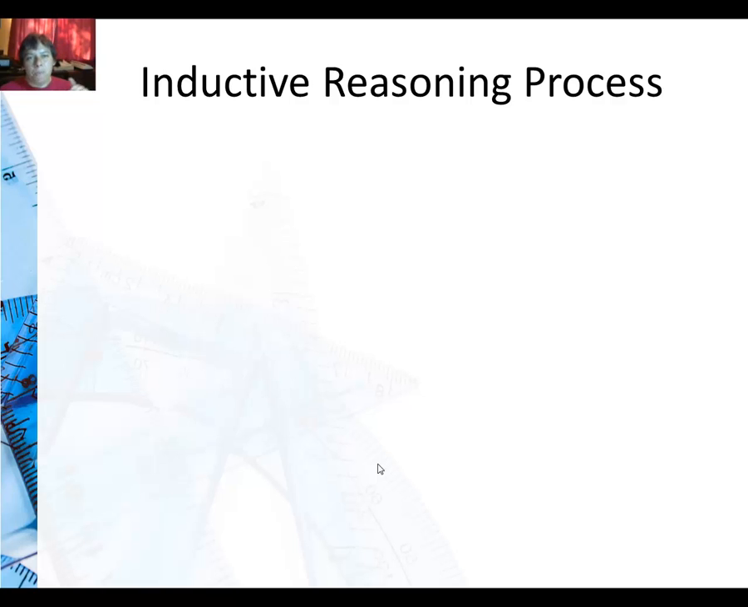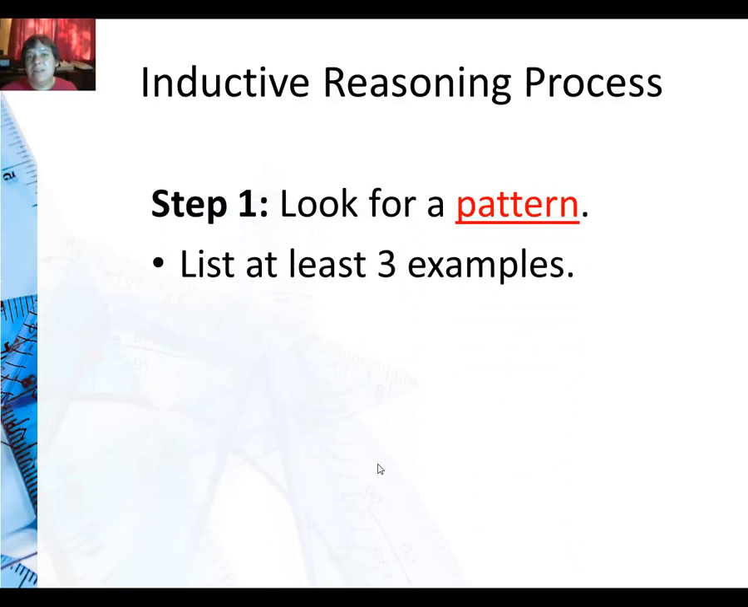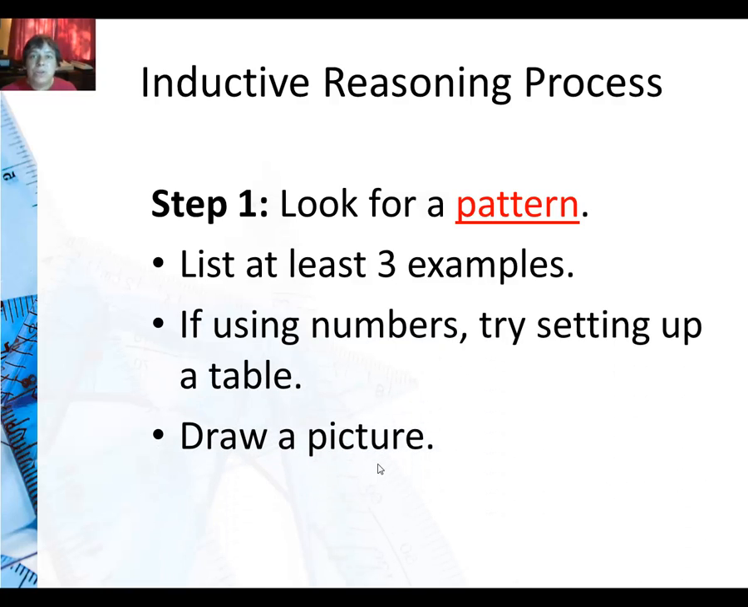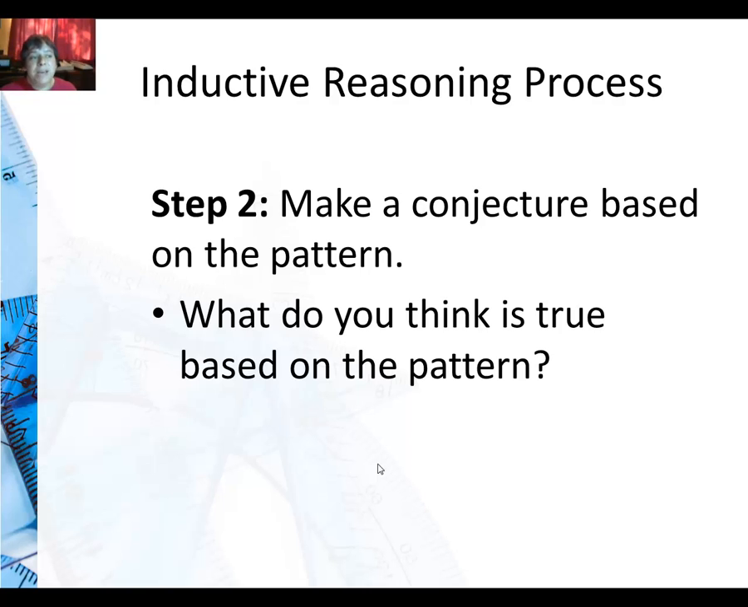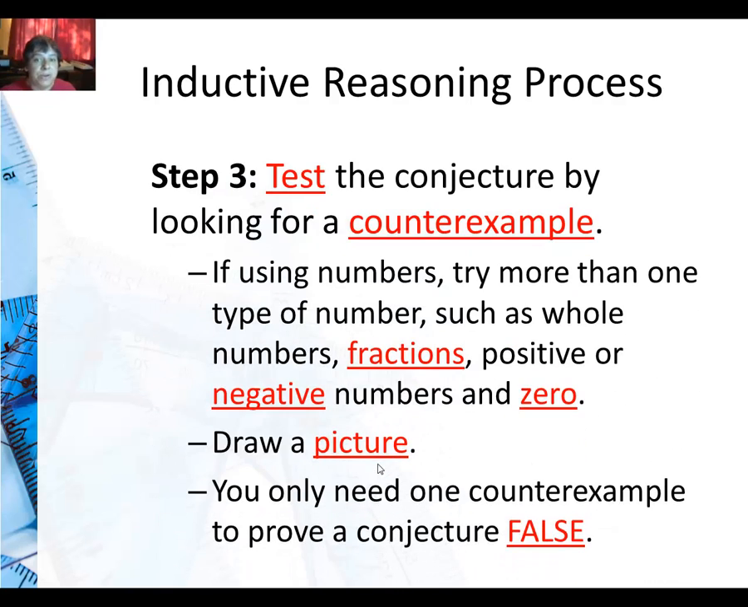All right, so how do we come up with a conjecture? First of all, step one, we look for a pattern. That means go ahead and list at least 3 examples. If using numbers, try setting up a table. Also, drawing a picture can be quite helpful. Then you're going to make a conjecture based on the pattern. What do you think is true based on it? And then you're going to test the conjecture by looking for a counterexample.